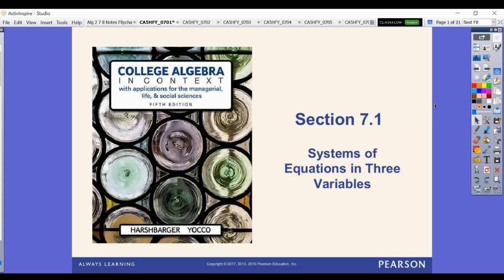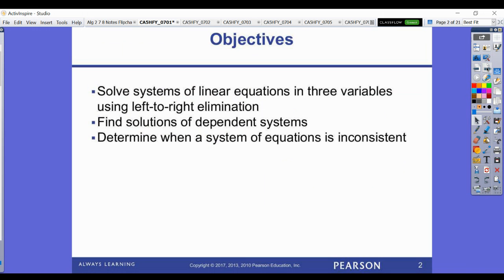All right, welcome to College Algebra, section 7.1. We are going to be solving systems of equations in three variables. You may have done this before, but we are going to do it in a way that's going to help us get ready for the next concept, which is matrices. And so you might see this done a little bit different than ways you've done it before.